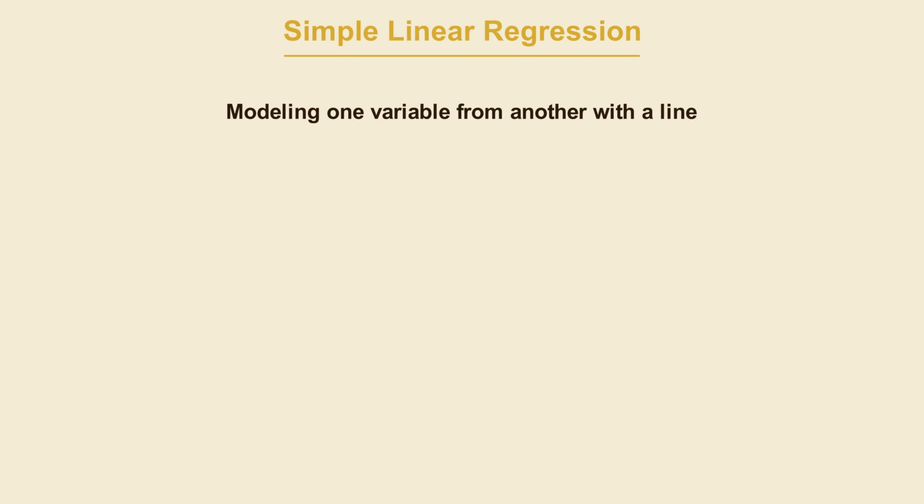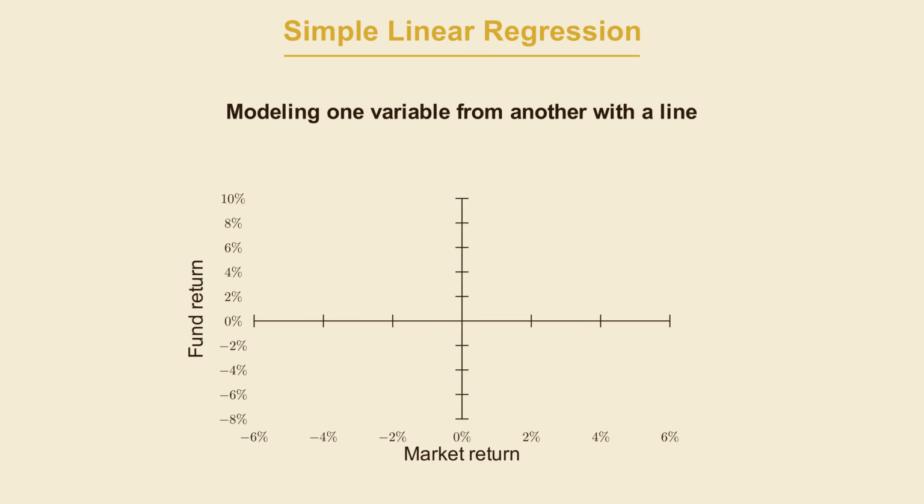Simple linear regression is a way of describing how one variable moves with another using a single straight line. So here is Margot's setup. She has her grandfather's monthly fund returns going back for years, and for each of those, she also has the return on the overall market. She wants to know whether there's a relationship between the two. When the market had a good month, did the fund tend to have a good month too? And if so, by how much?